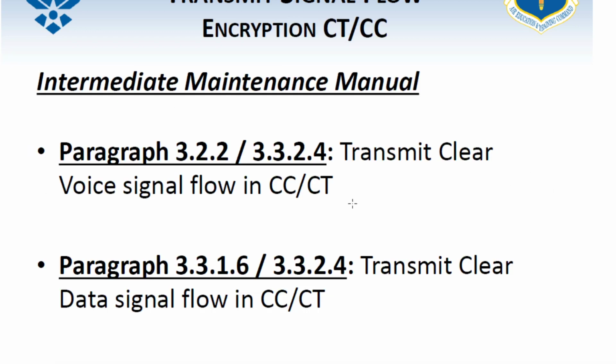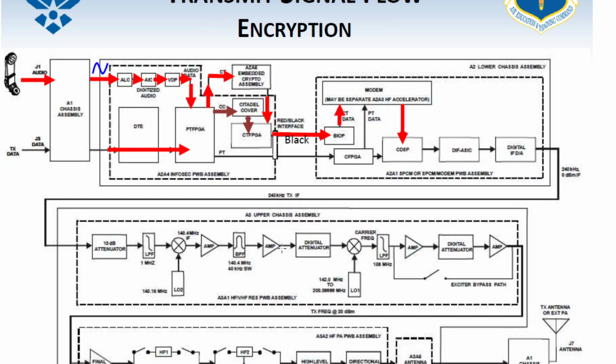That's what it does. If you guys are following along in your intermediate maintenance manual, you would know that this is where we are now. We're on 3.2.2 and 3.3.2.4. That's the transmit clear voice signal flow in CC/CT mode. And then paragraph 3.3.1.6 and 3.3.2.4. That's the transmit clear data signal flow in CC/CT.